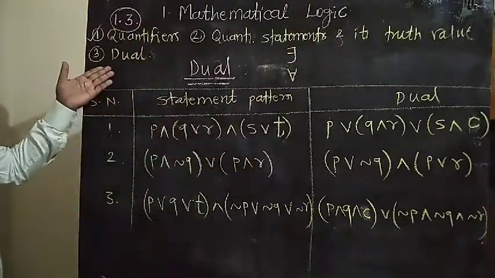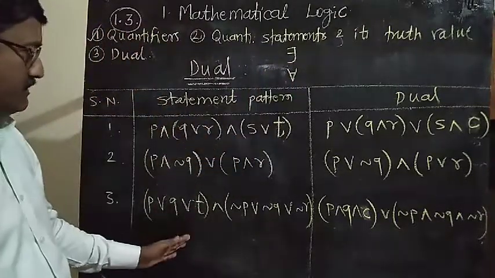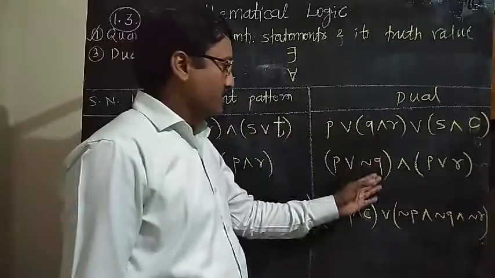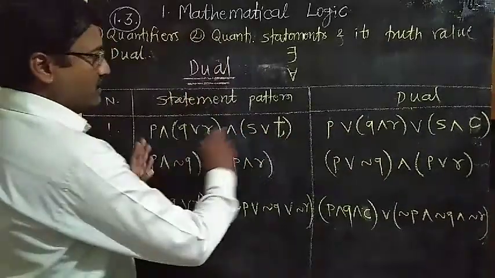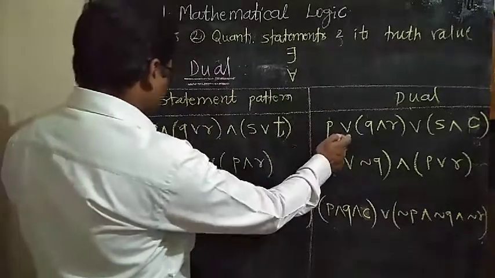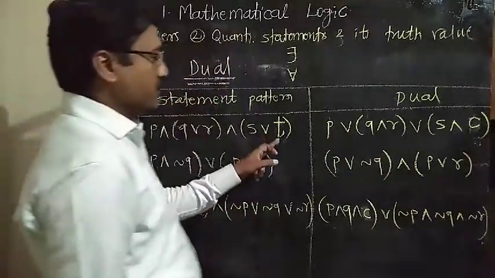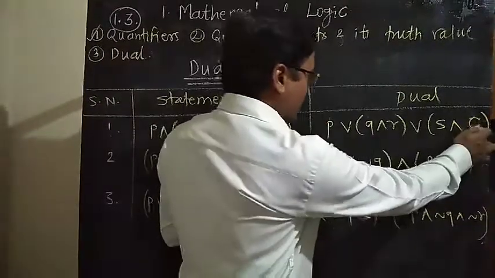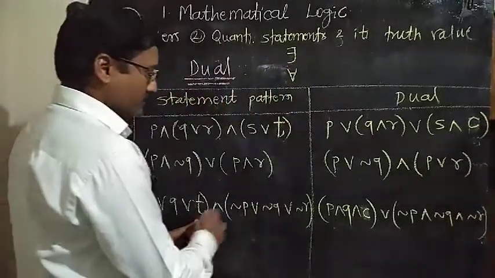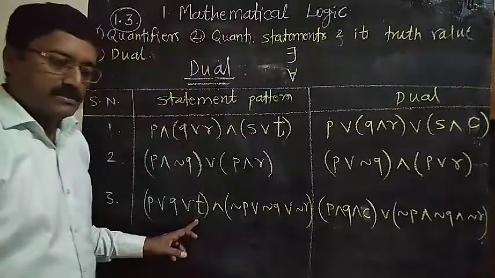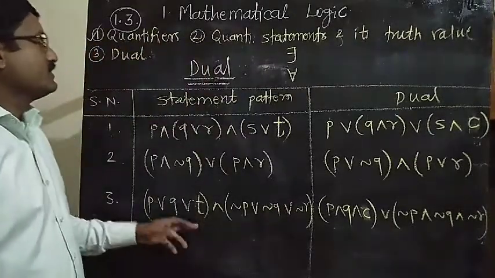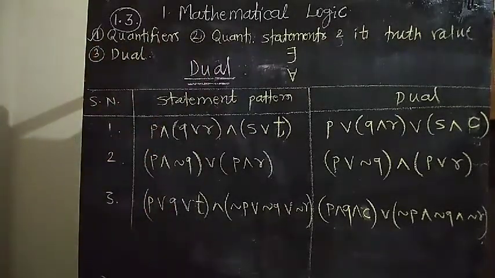Then the last one is dual. If statement patterns are given, then their duals are like this. We can obtain the dual by changing and with or, and or with and. If a certain T is given, a tautology, then change it with C. If T is given, we have to change it with C, that is contradiction. Okay, that's all about these three subarticles.